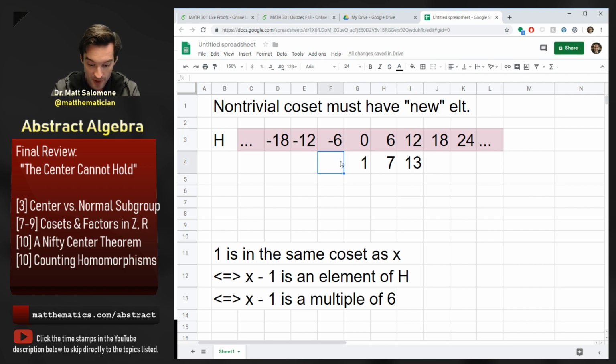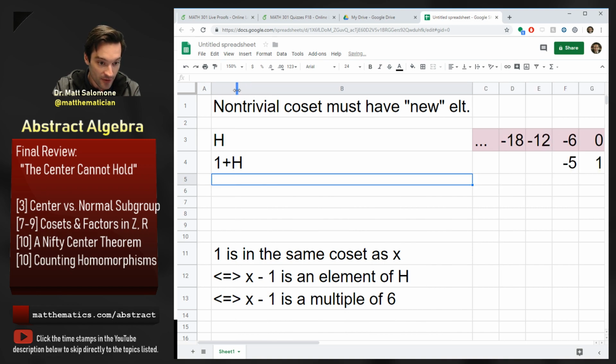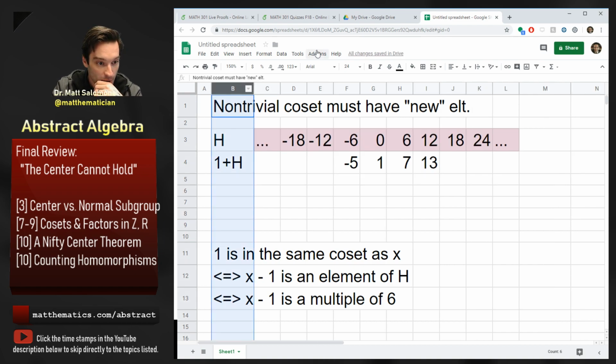So you can maybe see what pattern is emerging here, right? To get all of the different elements of the same coset, we're adding multiples of 6 to 1, or to 7, or to -5, or whatever. That takes me to different elements in the same coset. And to get this coset from my original coset, what I'm really doing is just taking this 1 and adding it to H. So the name that we might give to this coset is 1 plus H.